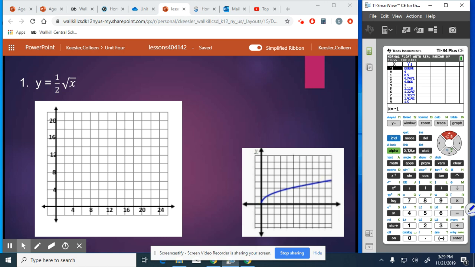So we have 0, 0. Then we have 1, 0.5. Then we have 4 and 1. Then we have, if I scroll down further, 9 and 1.5. Scroll down further, 16 and 2. Scroll down further, 25 and 2.5.